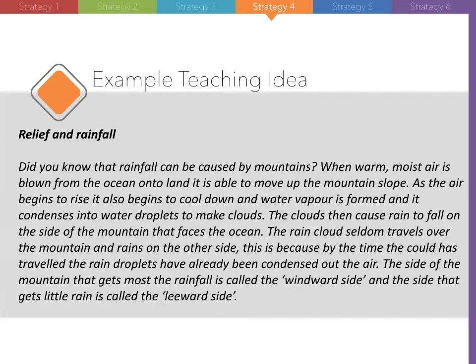The rain cloud seldom travels over the mountain and rains on the other side. This is because by the time the cloud has traveled, the rain droplets have already been condensed out of the air. The side of the mountain that gets the most rainfall is called the windward side, and the side that gets the little rain is called the leeward side. So now, when learners are presented with this information or text, you want to read it to them first, and then get them to read it on their own to try and make sense of it.